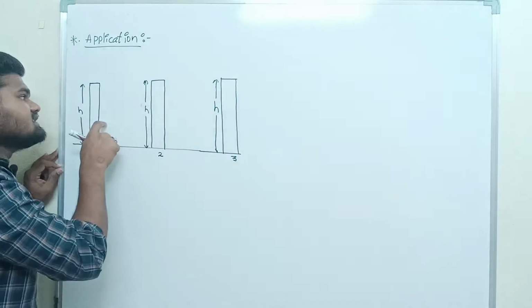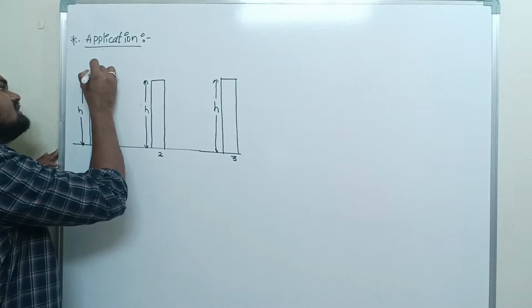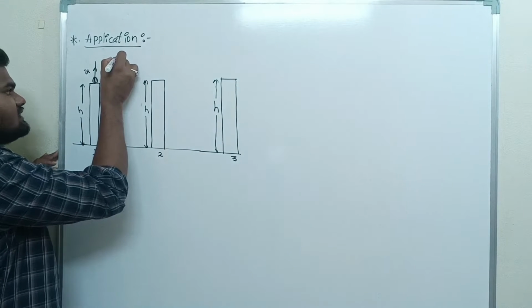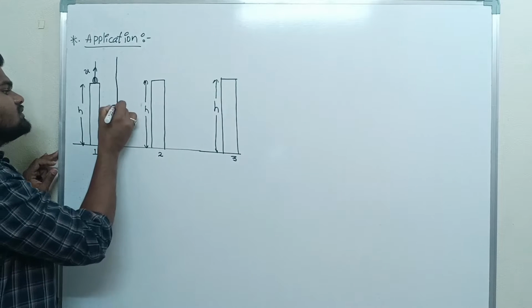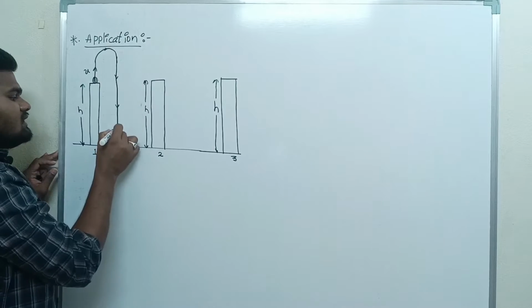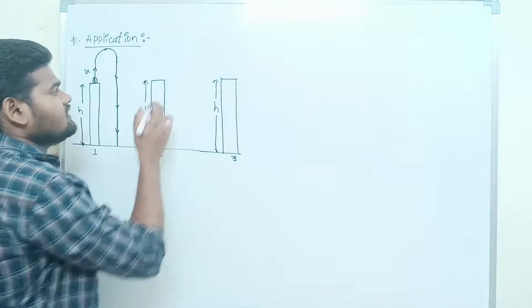From the first tower, they project an object in a vertically upward direction with an initial velocity u. Now how does this stone or object move? It moves like this.